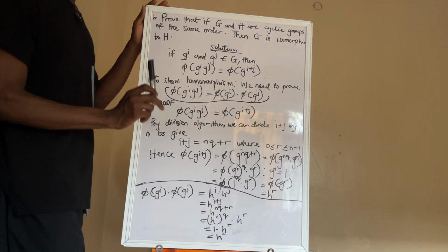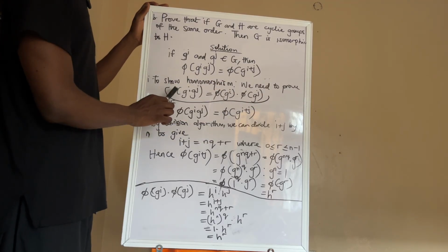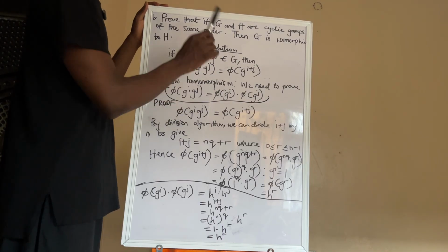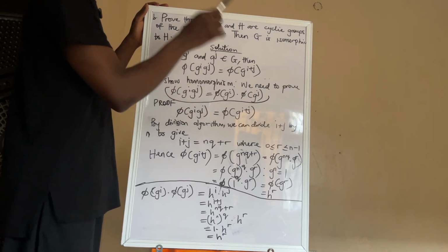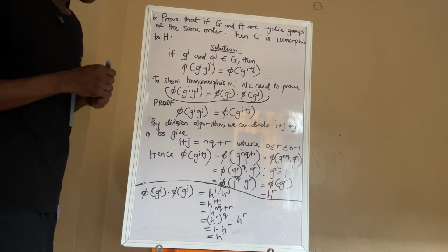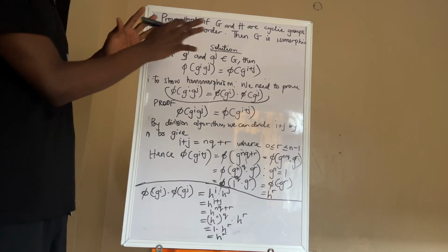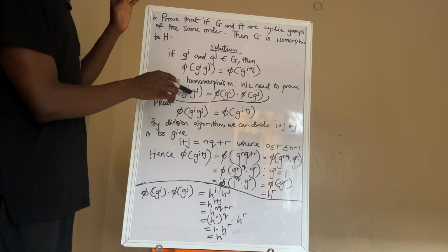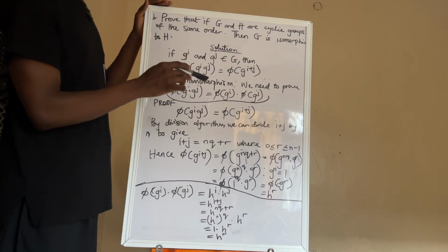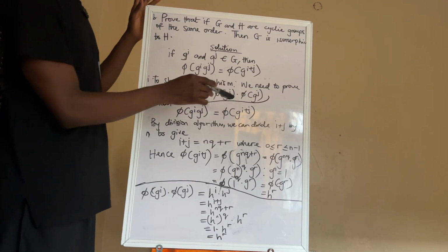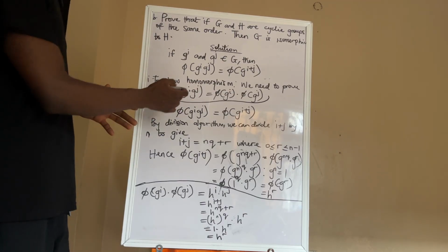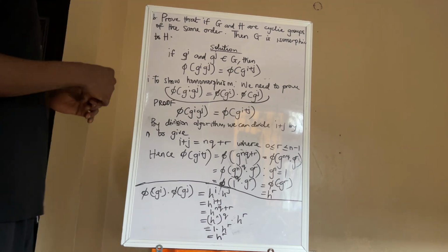Now, to show homomorphism, we need to prove that phi of g^i g^j is equal to phi of g^i times phi of g^j. That means we can separate them. Now, how this proof works is that you work on this side, simplify it to get an answer, and then simplify the right hand side as well to get an answer. Then if the answers are the same, you have proven that this is equal to this. Now, how did we do that?